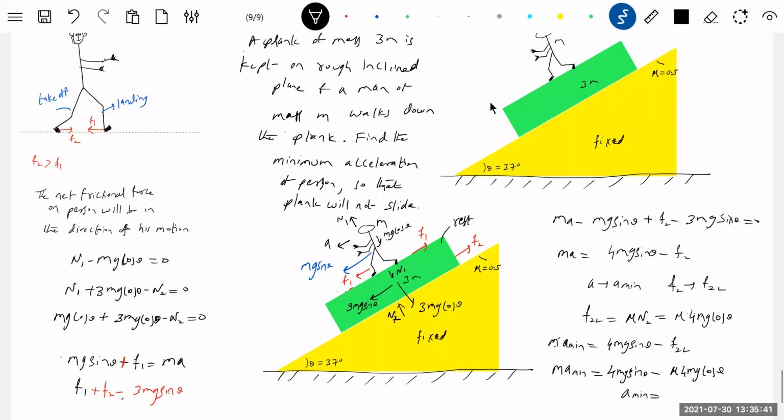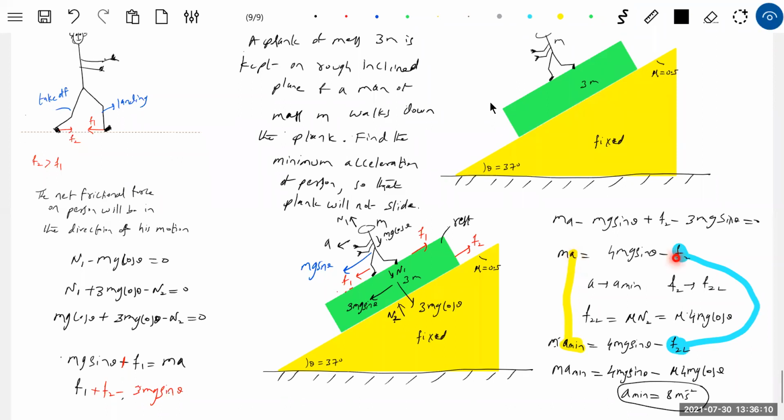Anybody? 8, sir. 8. Sir, why are you writing a minimum and F2L? Any reason? We are trying to link this one, no? Because the acceleration will be minimum when the friction force acting is maximum, no? So when the plank is about to slide, that is what gives the minimum acceleration.